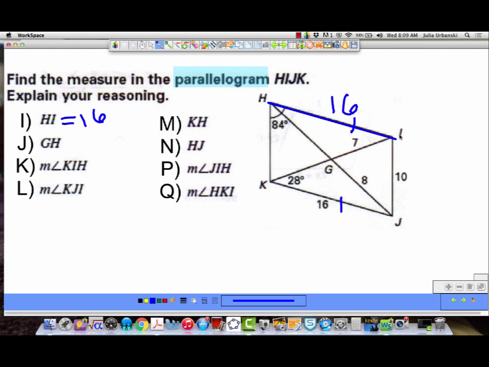J. See this 84 right here? That line is going all the way across, so 84 is the whole thing. So let's do letter P. Find the measure of angle JIH. Okay, we want to know this one right here. Any ideas?